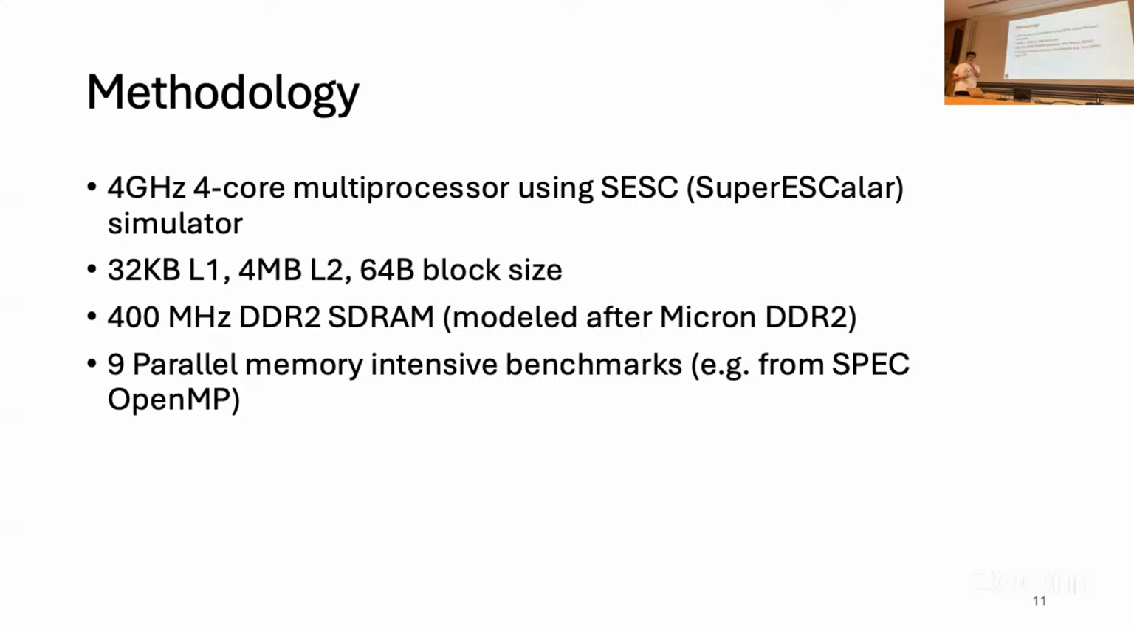And lastly, the authors evaluate their mechanisms using 9 parallel memory-intensive benchmarks from 3 different benchmark suites. And these benchmarks were selected particularly for their high memory intensity. So we can actually see a difference when we replace DRAM with a PCM.